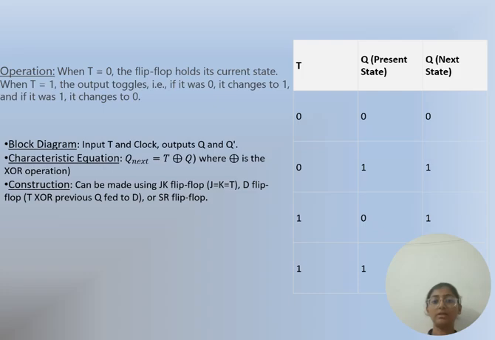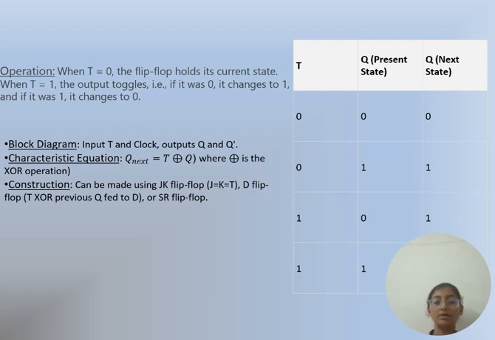It can be implemented by connecting the J and K inputs of a JK flip-flop together and using them as the T input. Its characteristic equation is Q next equals T XOR Q, where that symbol is the XOR operation. Common uses include frequency division, that is dividing clock frequency by 2, and as a binary counter element.